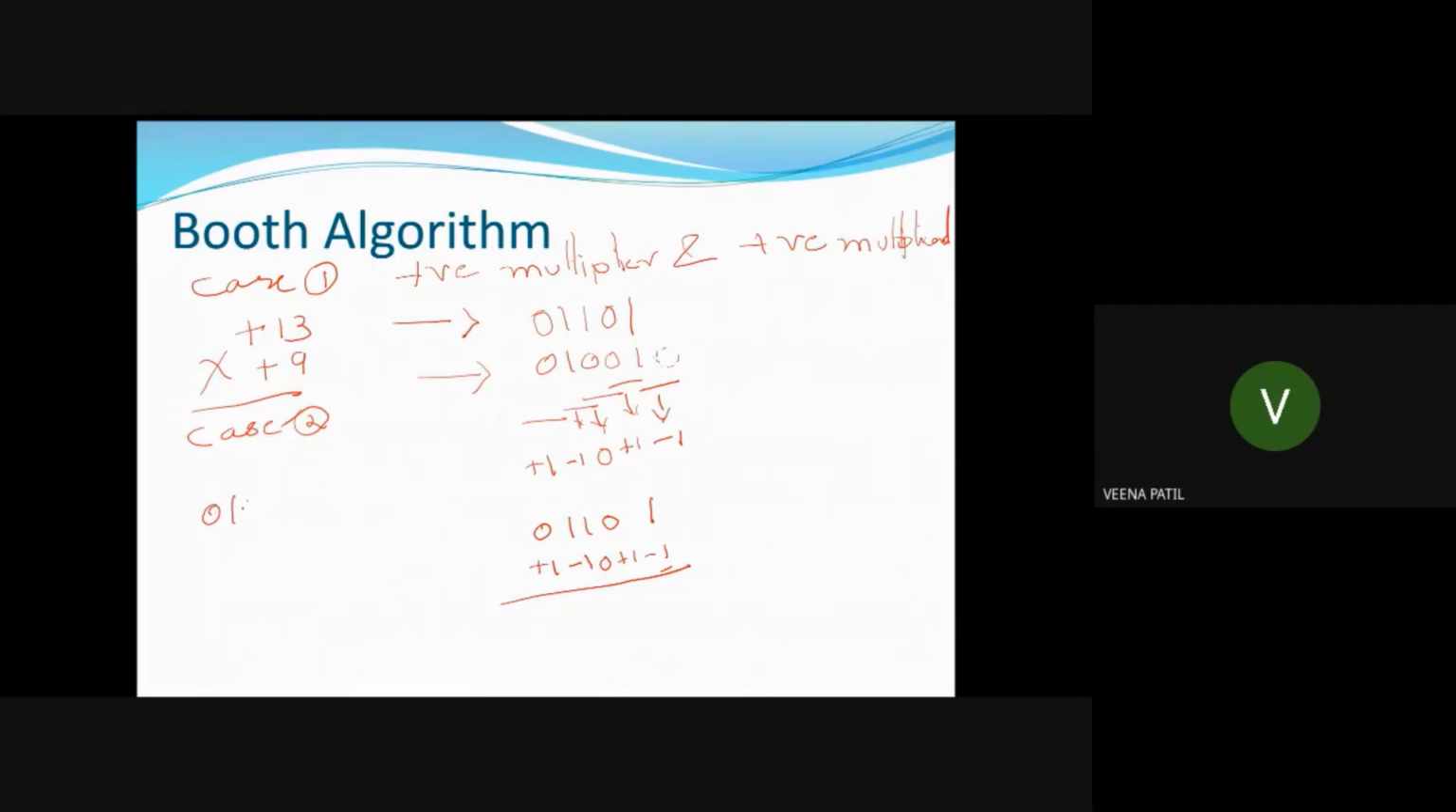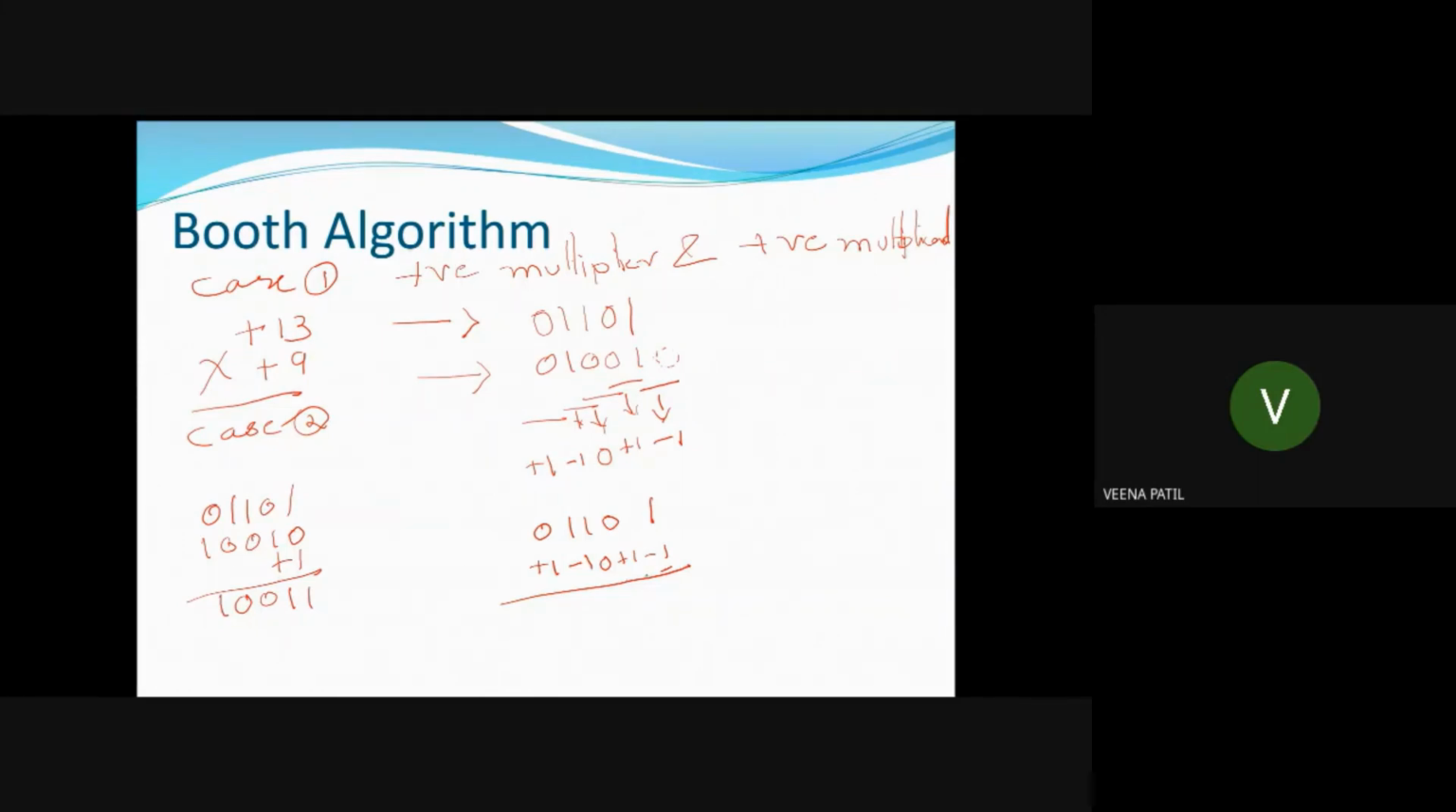My 13 is 0 1 1 0 1. What is its 2's complement? It stands for 1 0 0 1 1. Am I right? 1 0 0 1 1.